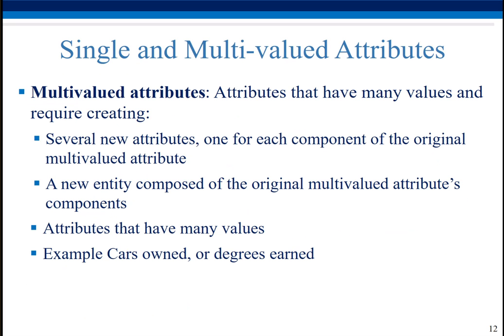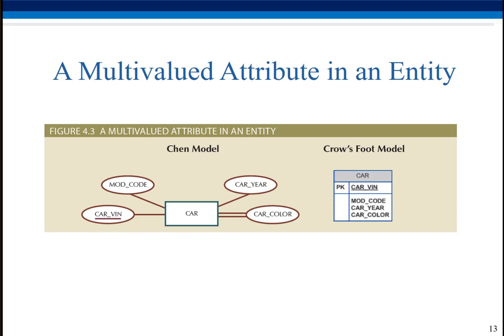And again, multi-valued attributes have many values, and they require creating several new attributes or a new entity composed of the original multi-valued attribute components. Attributes that have many values are, say, cars owned or degrees owned. A single person can own 4 cars, and a single person can have an undergraduate degree and several graduate degrees. So here's an example of a multi-valued attribute in an entity.